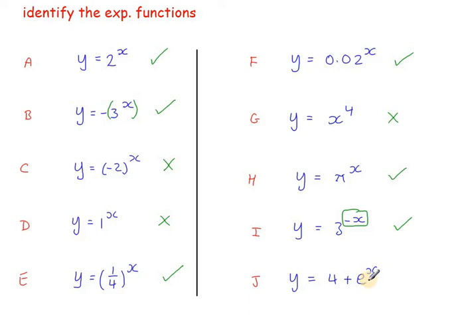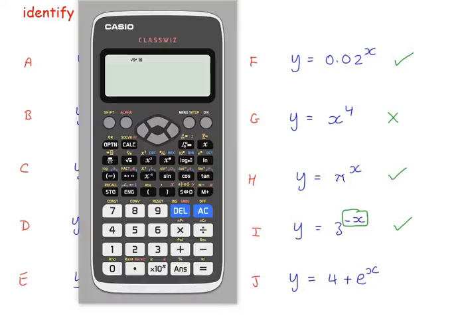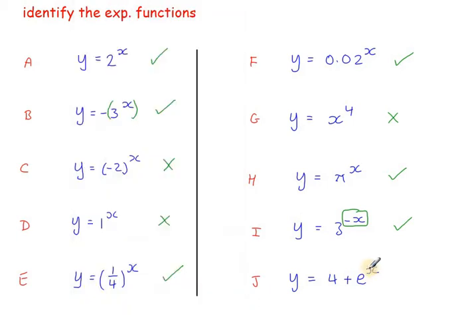In this one, e is a special mathematical constant, and we can get e from here, or we can get e from here, e to the power of 1 there. So the base is a constant, x is a power, and the plus 4 there is just a transformation of some sort that's been applied. So yeah, that one's fine.